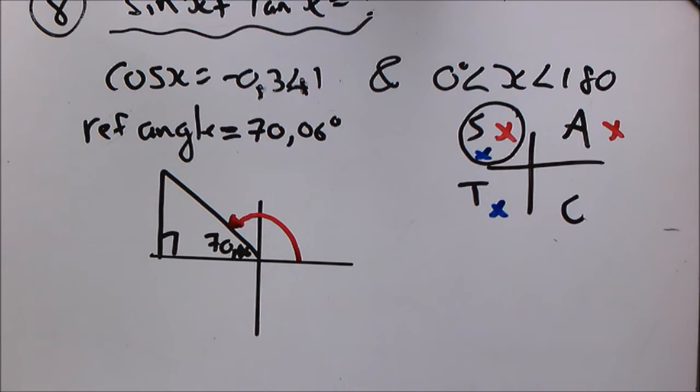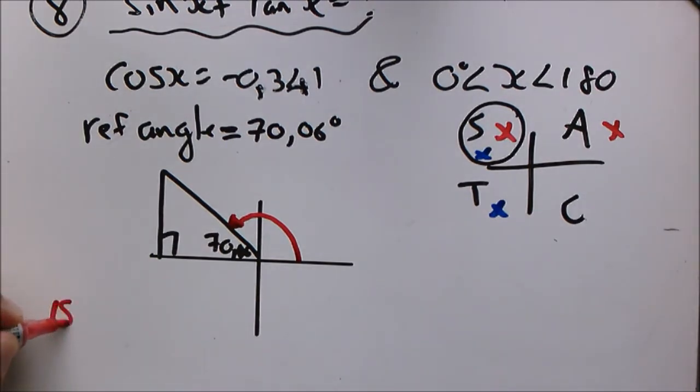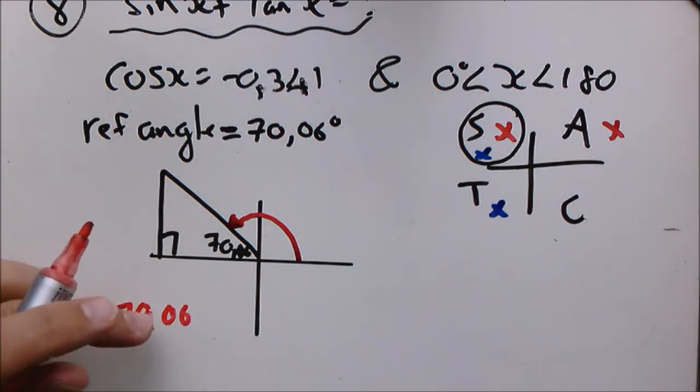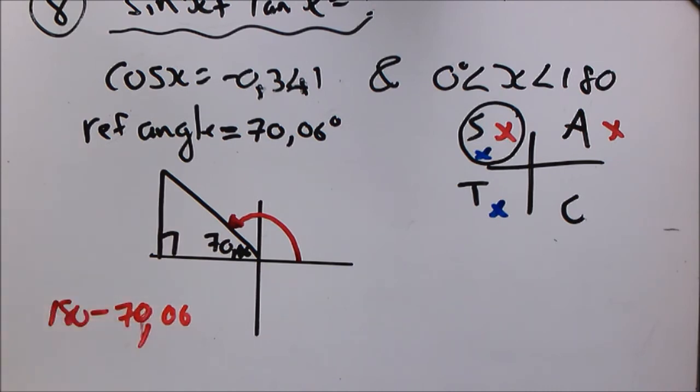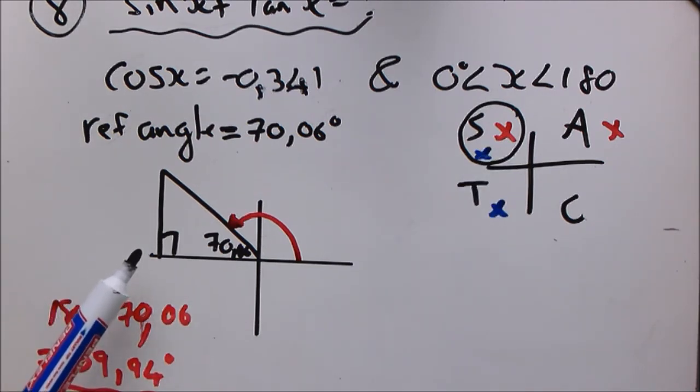So to calculate that angle, we can say 180 minus 70.06. That is the angle we are working with. So 180 minus 70.06, you get 109.94. Okay, and that is the angle we are going to work with. Can you see how important it was to determine the quadrant, and from there on your little triangle to calculate?